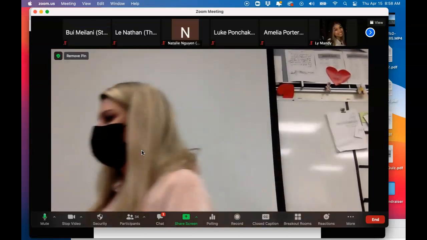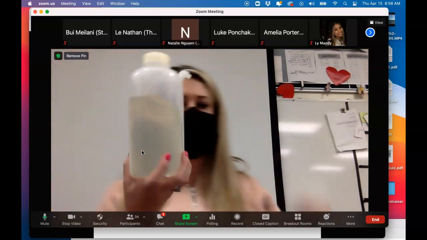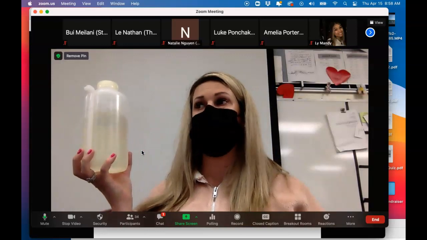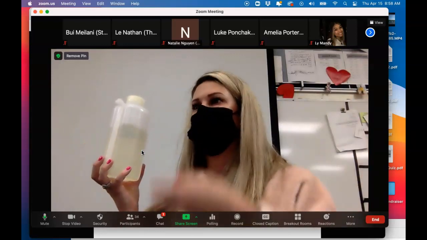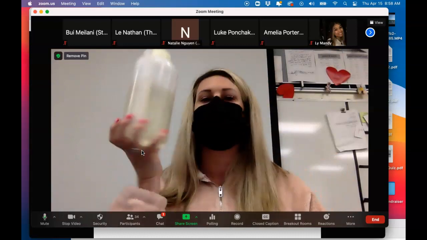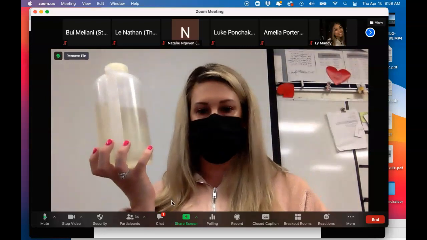Okay, now I have sodium iodide. Here it is. Also looks like a liquid, but it's not. It's sodium iodide with water. I took solid sodium iodide, I dumped it in water, and I stirred it around, and now I have a solution of it. So what state of matter is this? Aqueous. Okay, so let's go back, call this aqueous.